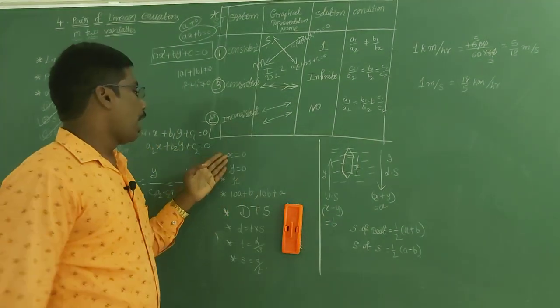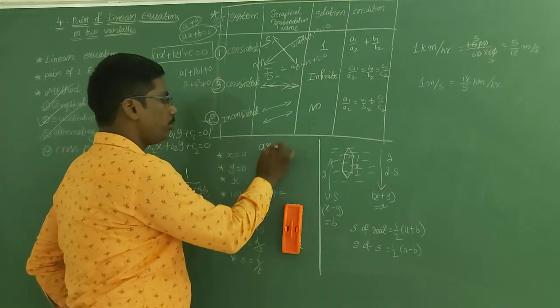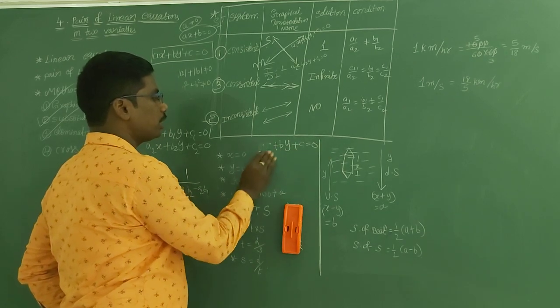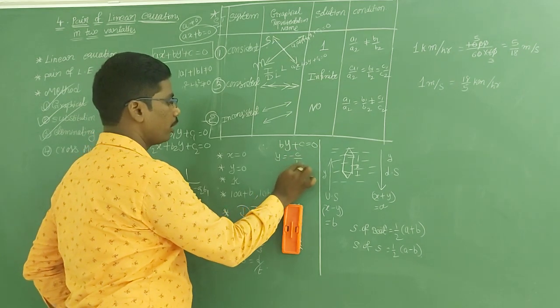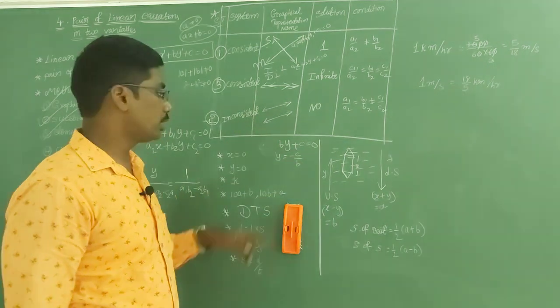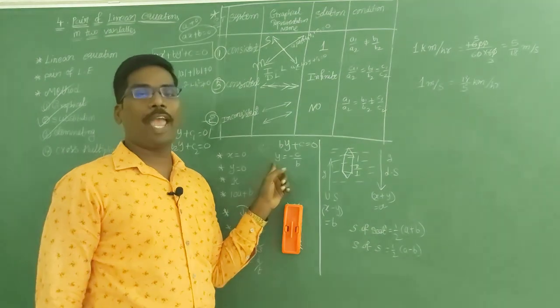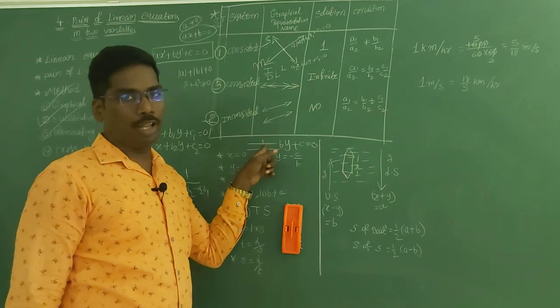Now x is equal to 0. ax + by + c = 0. If x is equal to 0, this term will not be there, then y is equal to minus c by b. Then y is equal to minus c by b means this is the line which is parallel to x axis. And x is equal to a constant means a line which is parallel to y axis.